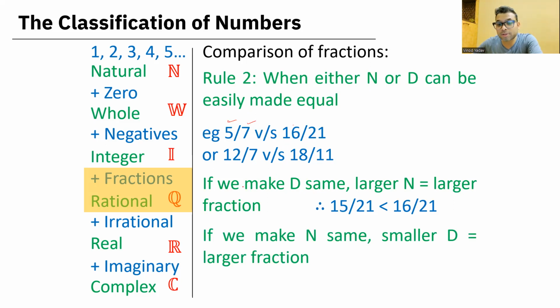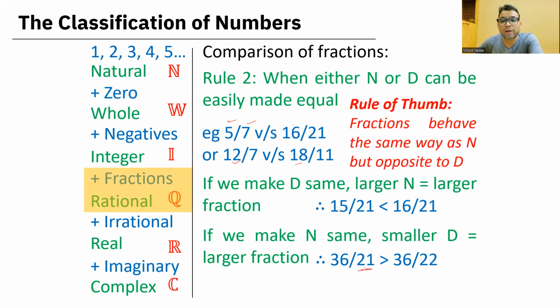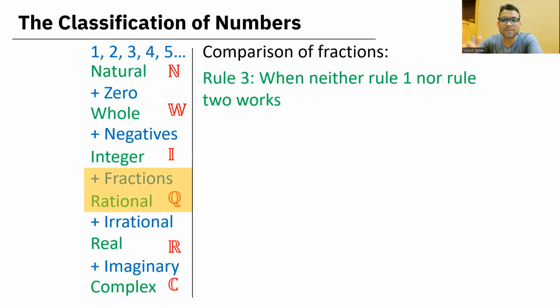Now if you make the numerator the same, the smaller the denominator, the larger the fraction, right? So here I can make 12 and 18 both the same number. So which number? 36. So 36 divided by 21, 36 divided by 22. Of course, the smaller the denominator, the bigger the value. So fractions behave in the same way as the numerator, but opposite to the denominator. It means if the numerator is bigger, the value is actually bigger. But if the denominator is bigger, the value is smaller. Okay. All right. Rule number 3. When neither rule number 1 nor rule number 2 works.